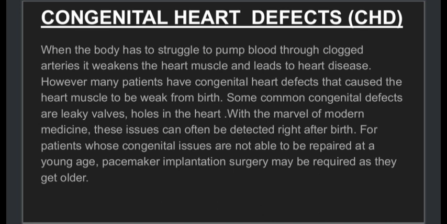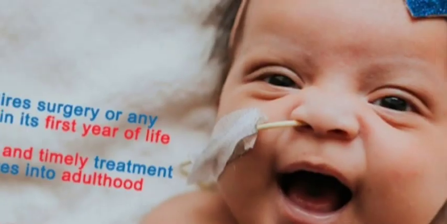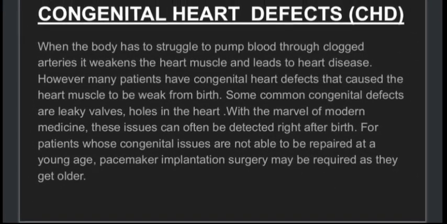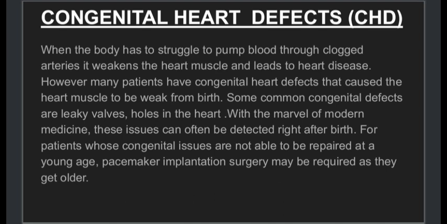What do you mean by congenital? Congenital means it is there from birth. All the birth diseases are called congenital. So, when the body has to struggle to pump blood through clogged arteries, it weakens the heart muscle and leads to heart disease. Let's see this image. Some of the most common CHD are leaky valves and holes in the heart. With the marvel of modern medicine, these issues can often be detected right after birth. For patients whose congenital issues were not repaired at a younger age, pacemaker implantation surgery may be required as they get older.